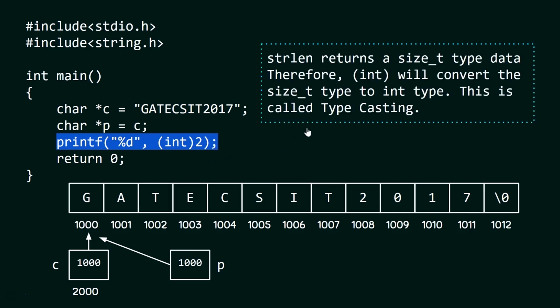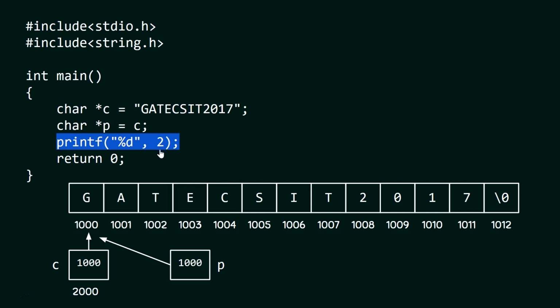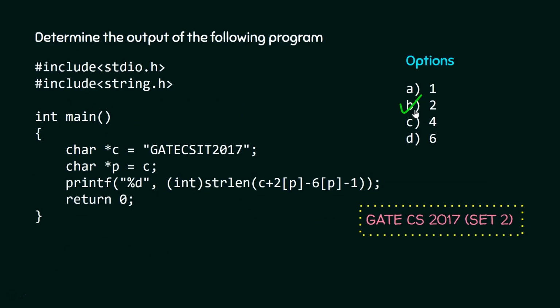But again, we should note that strlen returns a size_t type data. Therefore, this int will convert the size_t type to int type. This is called typecasting. Here we are doing typecasting basically. We know that strlen returns size_t type data. Although size_t type is equivalent to an int type only, it is not exactly an integer type. We want an integer type because we want to print it as a decimal. Therefore, we typecasted it into integer. Hence, size_t type will get converted to int type. And this will become 2 finally, which is an integer. And then we can print this on the screen and the output comes out to be 2. So, option B is the correct option.